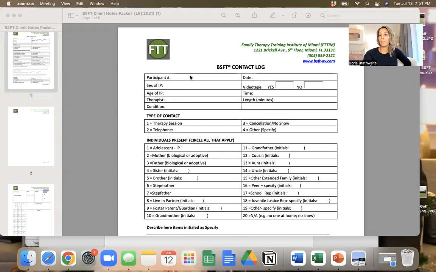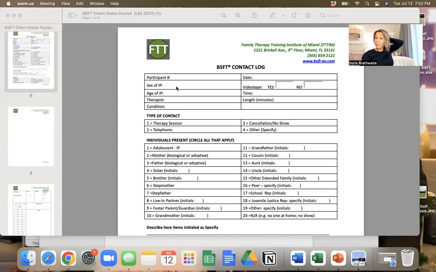So, participant number: you'll more than likely get that from your site, your supervisor or case manager, based on how you all identify and number your clients or your families. The dates, of course, videotaped. Primarily for anything you're sending to me, you should just be in the habit of videoing regardless, but when you're sending this to me, this is always going to be checked because it's going to accompany a video. Then the time in which you met with the family, the length of the session.